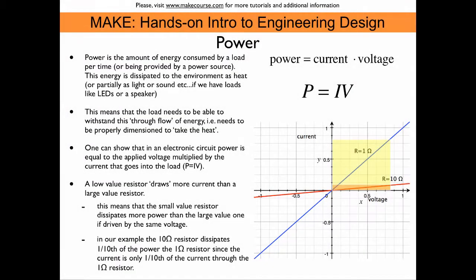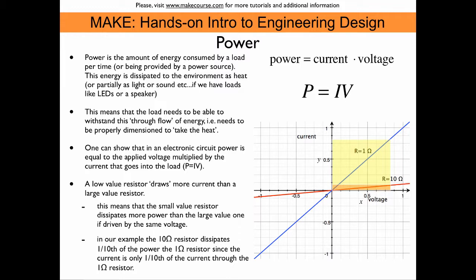The last part of this tutorial is about power. Power is energy per time, and so when we talk about power in components of a circuit, then what we think of is the amount of energy that is consumed by a load per time, or being provided by a power source per time. So what this means is, if a load consumes energy at a certain power level, then this energy needs to be dissipated to the environment, usually as heat.